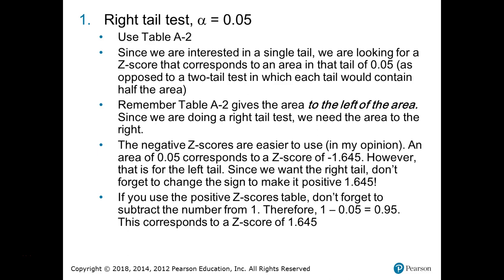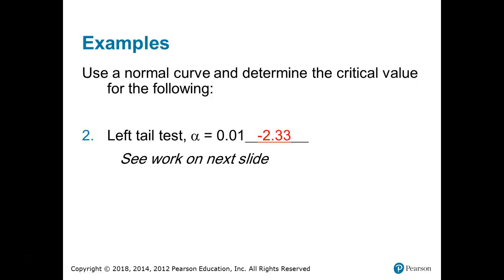However, that is for the left tail. Since we want the right tail, don't forget to just make the sign positive. So it will be positive 1.645. Or you can solve it using the positive z-score table. But because we are interested in the right tail, we have to do 1 minus alpha. So 1 minus alpha is 0.95, which corresponds to a z-score of 1.645. Same answer, two different ways. I would probably do the negative z-score table. Doesn't matter as long as you understand and get the right answer.